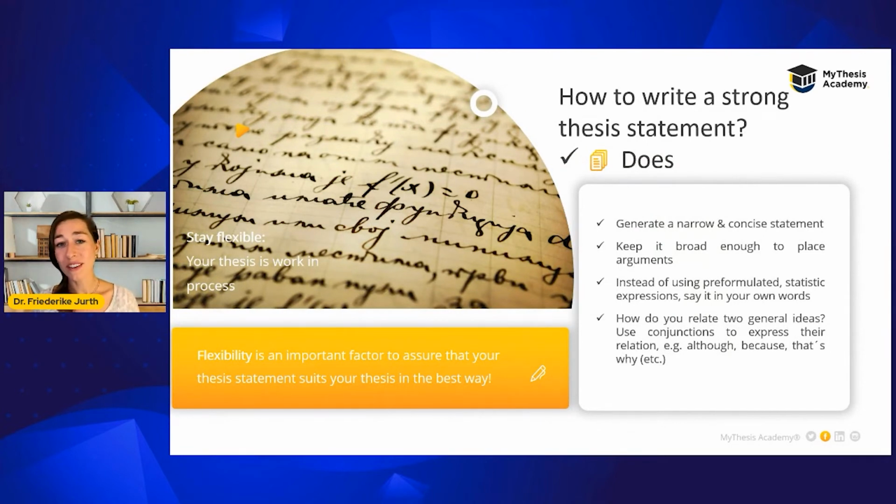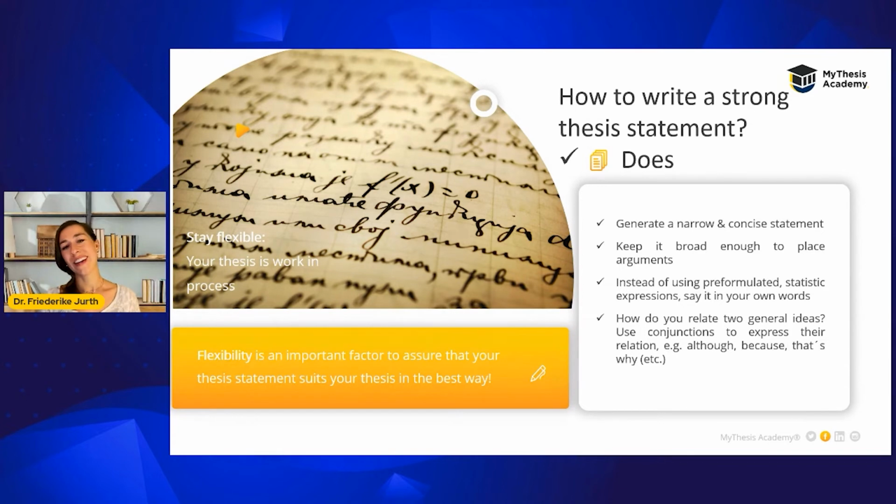Here we will go over to some other point which is very important for the thesis statement. It's flexibility. It should be concrete, but assure that the thesis statement is also kind of flexible, because you are doing a work in progress with your thesis. And to assure that the thesis statement suits your thesis in the best way, you should keep in mind to be flexible and adjust it or refine it if necessary.